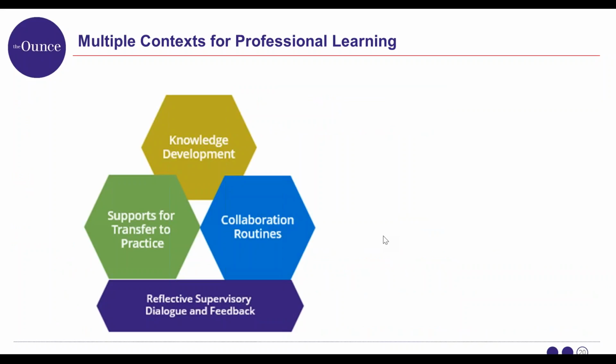So here you see 4 contexts for professional learning that really should be part of your professional development system. Teachers and leaders, by the way, need opportunities for knowledge development, and then also supports to transfer that knowledge to practice, and opportunities to collaborate with peers, and opportunities to reflect with their supervisors, to really support their learning and change in practice and continuous improvement over time. So I think there's a handout available for you about each of these. If not, we can send it after.